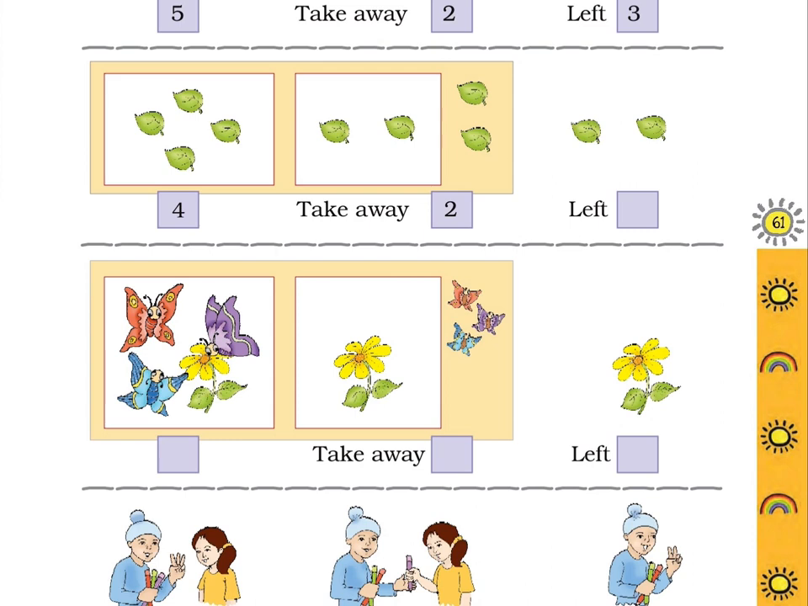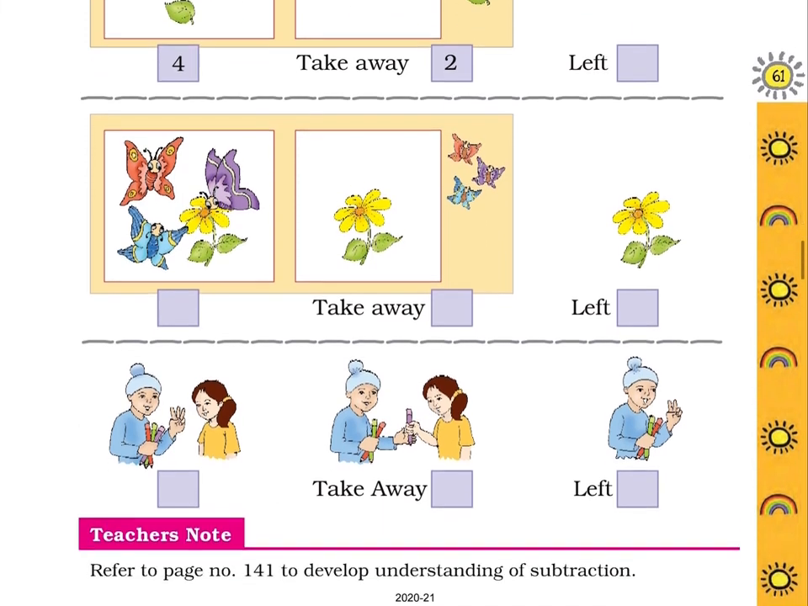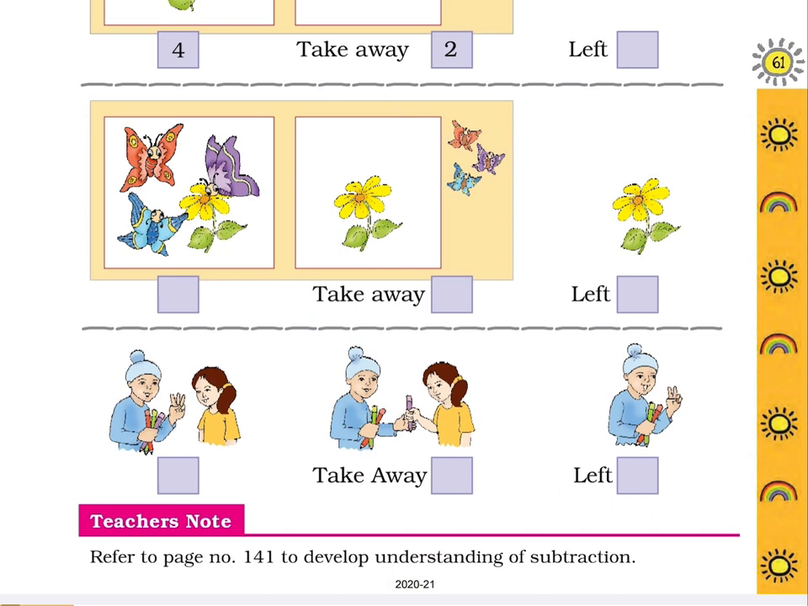Picture 3 shows 1 flower. How many objects are left? Writing space below this picture is empty. Part 3 Text: dash, take away dash, left dash.